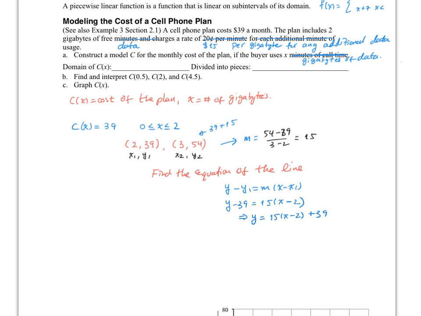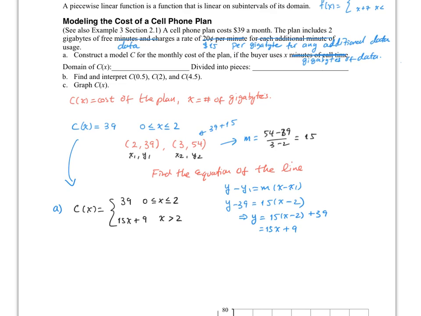And this is enough, but you can simplify it more. So this is 15x, then minus 30 plus 39 is 9. So therefore the value for the function, so the answer to part A, will be this. C of x is equal to 39 if 0 is less than or equal to x less than or equal to 2, and equal to 15x plus 9 if x is greater than 2.